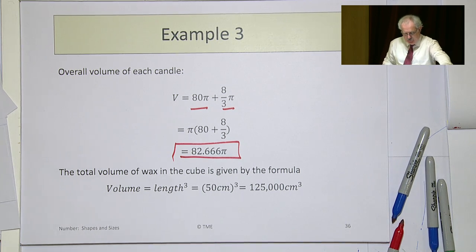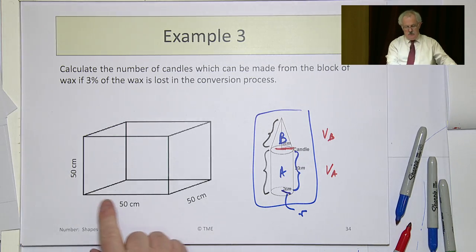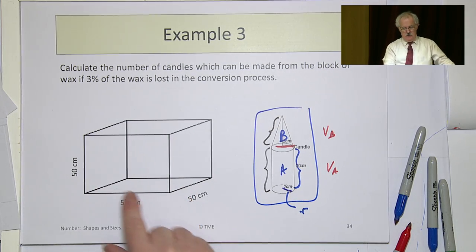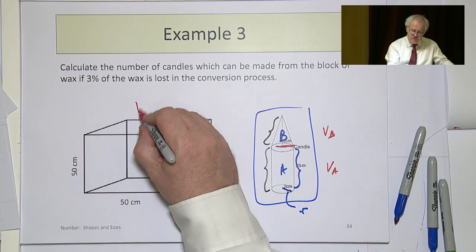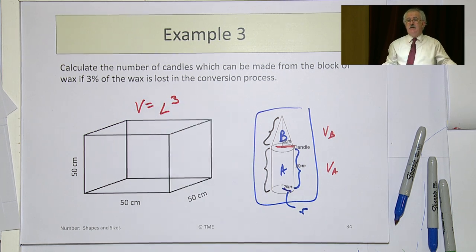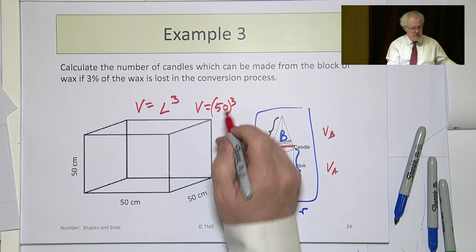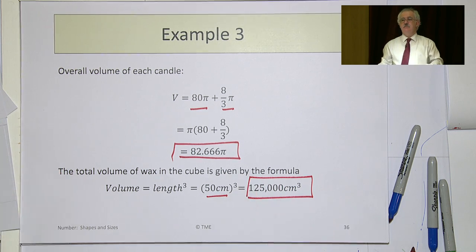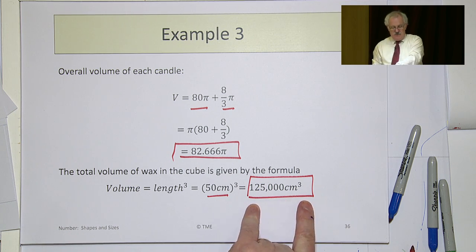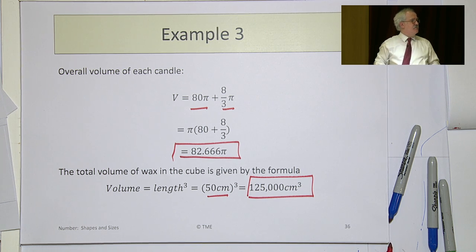Now let's look at the wax in the other shape, if we have it here. What do we have here for the cube? 50 by 50 by 50. V is just really L cubed, or in this case, V is 50 cubed. Is that okay? And 50 cubed here is 125,000. I'm going to turn that stuff, 125,000, into these. But I have one thing to do first. What am I to do?